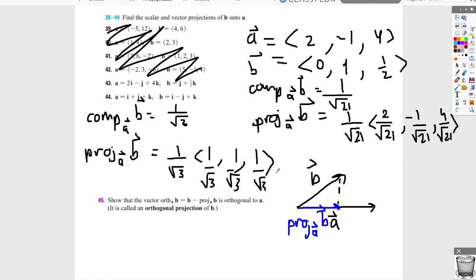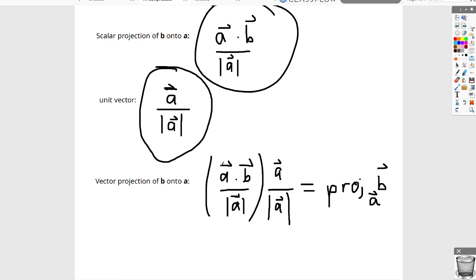Right? Yeah, if you square all of them, you should get the correct projection. This is the projection right here.